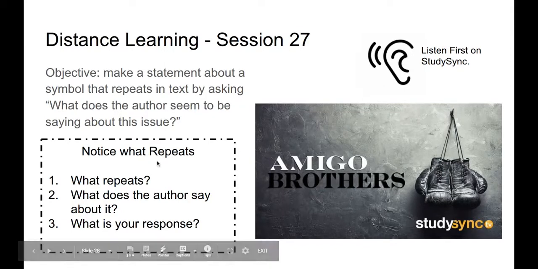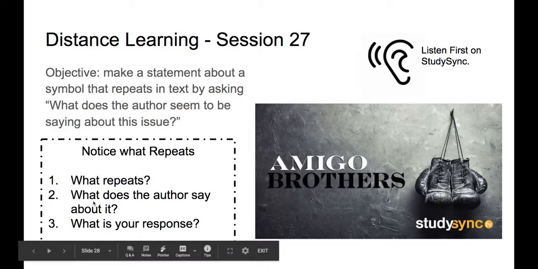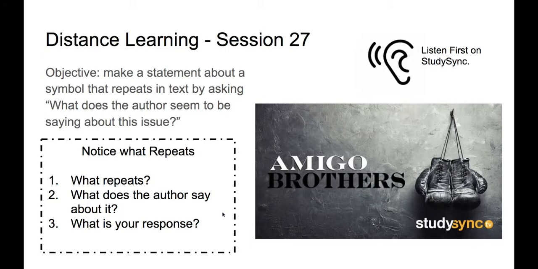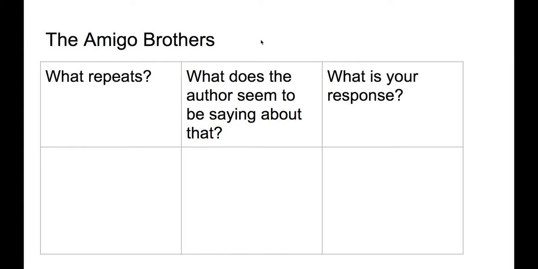We want to be on the lookout for things that repeat in the stories. So we're going to ask ourselves, what repeats? Then we're going to ask, what does the author say about it? And finally, we're going to think, okay, what is our response to what the author is saying? I am going to be using this graphic organizer to help me show you how this works in my brain today. And then you could do something similar with a sticky note in your book when you're reading. So the first thing I'm going to ask is what repeats?